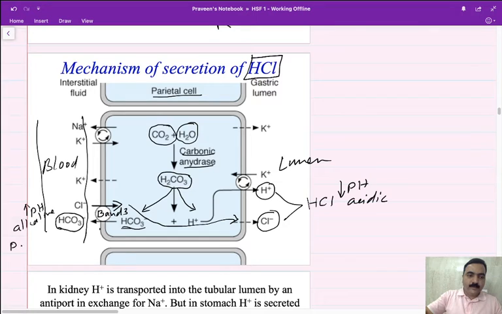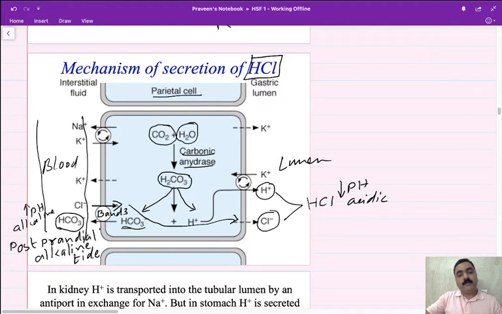Postprandial. Prandial means after the food. It normally happens after the food, so it's called the postprandial alkaline tide. Postprandial alkaline tide. Okay, which will be corrected later on when the blood again passes through the pancreas.